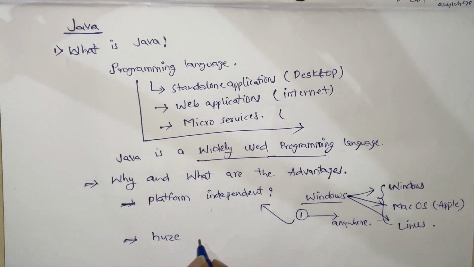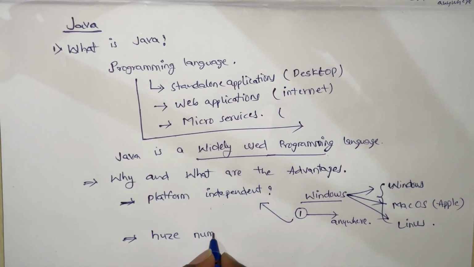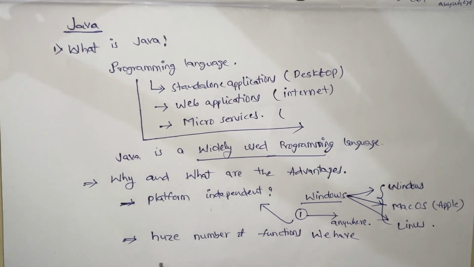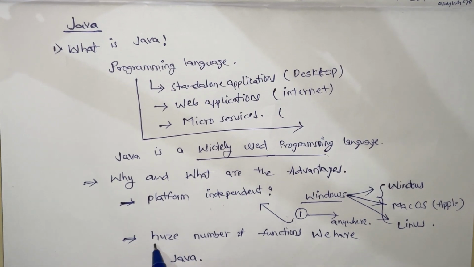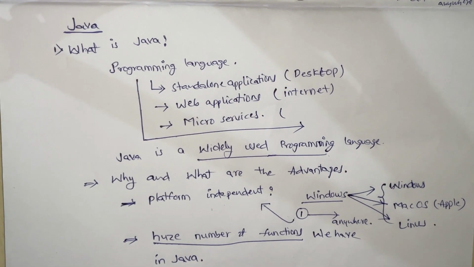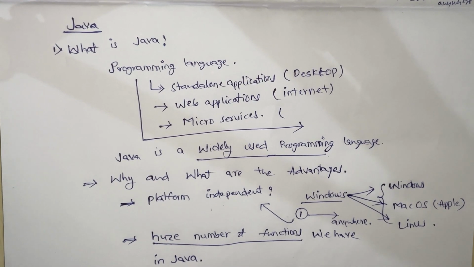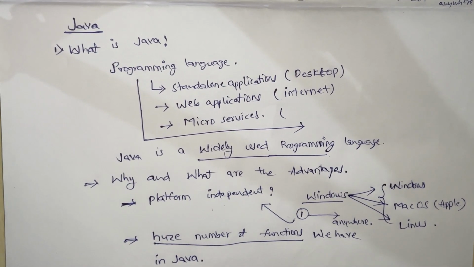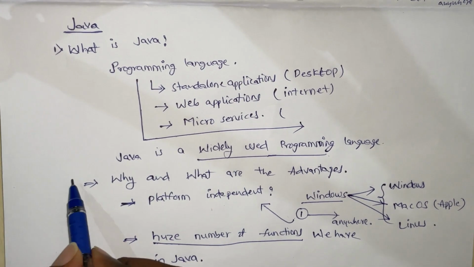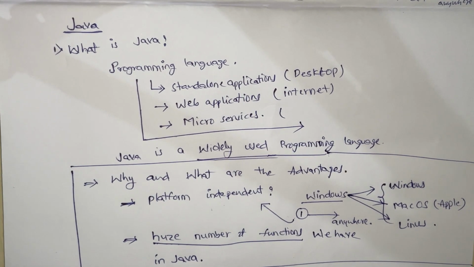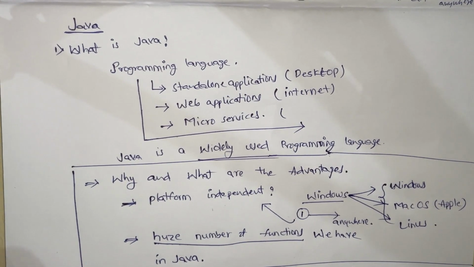And the second one is the huge number of functions we have in Java. Due to this huge number of functions, there is already functionality implemented. Whenever we are trying to implement our own application, we will be using that existing functionality that has already been implemented by Java developers. So these are the 2 main advantages that we can say for why Java is so popular.